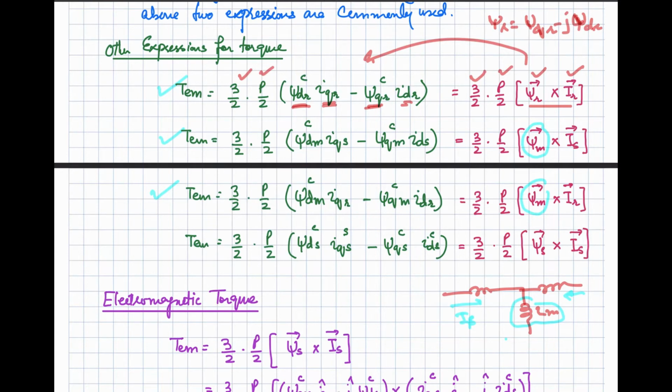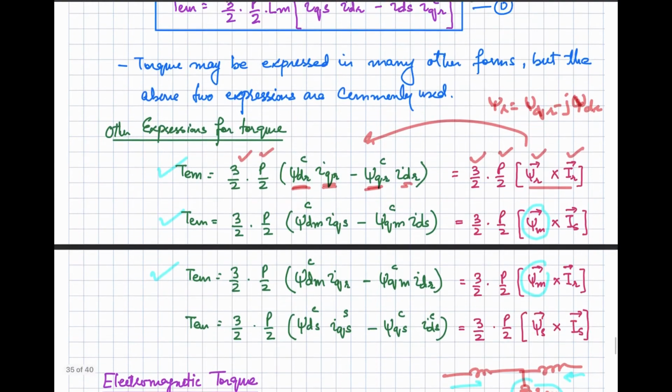Or looking from the rotor side, cross product of the rotor flux and the rotor current will be the torque, and looking from the stator side, cross product of the stator flux and the stator current will be the electromagnetic torque. So you can have all of these equations completely from the stator side, completely from the rotor side, based upon the magnetization or the mutual coupling.